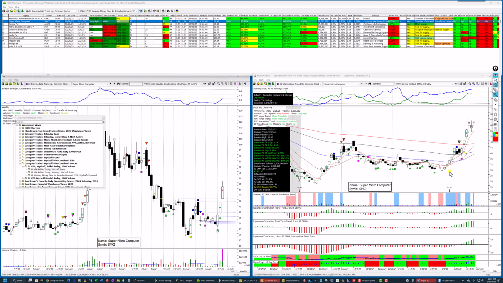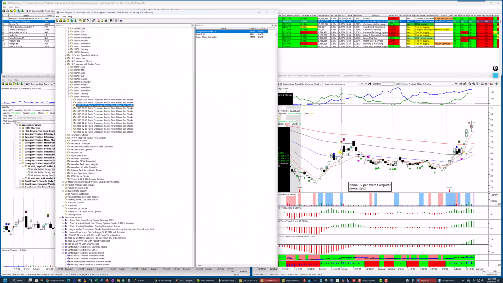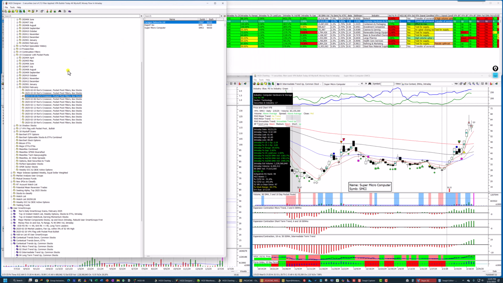I paused the video because I wanted to look and prove a point here. This is a filter contained in the user smart groups. It's called Ron's Crossover Pocket Pivots, and they have to be box stocks. Now I'm limiting this to box stocks, and if you look at this date right here, it's a 5th, and my crosshair is on the 5th down here, which would be this crosshair right here. You can see a volume pocket pivot and a crossover of the 3-6.